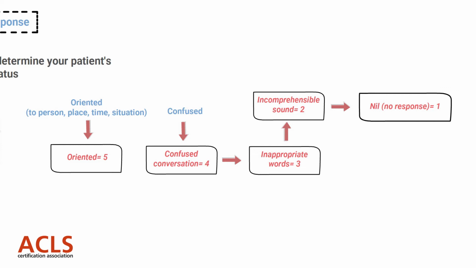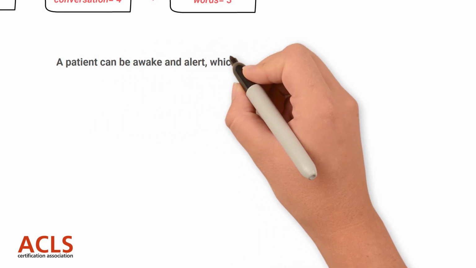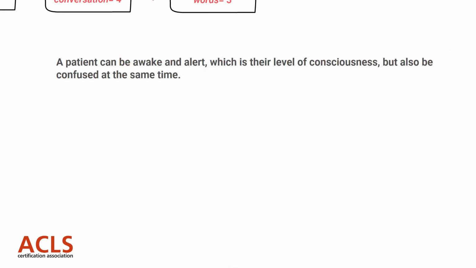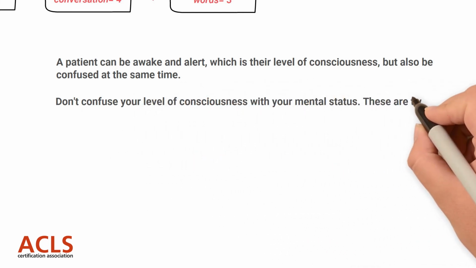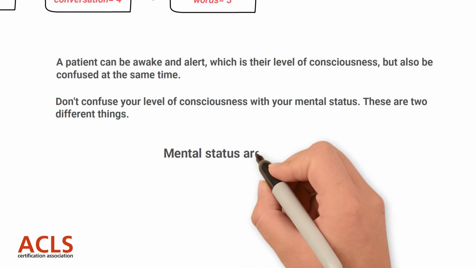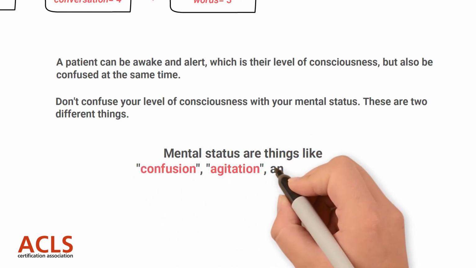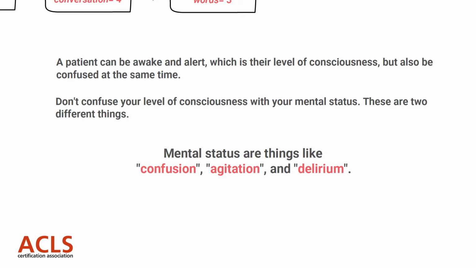Obviously the best mental status for your patient is to be oriented. They can be confused, but a patient can be awake and alert, which is their level of consciousness, and also be confused at the same time. So that's why I say don't confuse your level of consciousness with your mental status, two different things. You've got confusion. You can have agitation. You can have delirium. Delirium is a big thing within the ICU now. There's a lot of shifting of evidence-based practice ideas in relation to delirium, especially in the ICU.